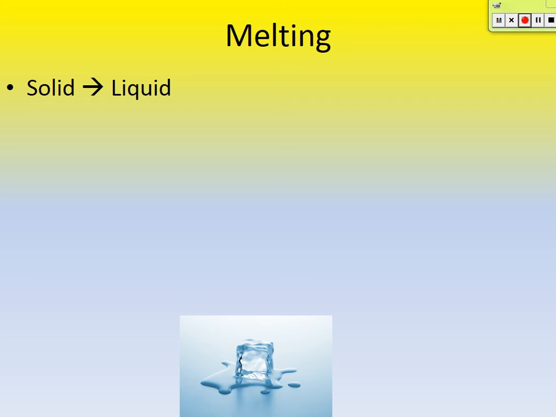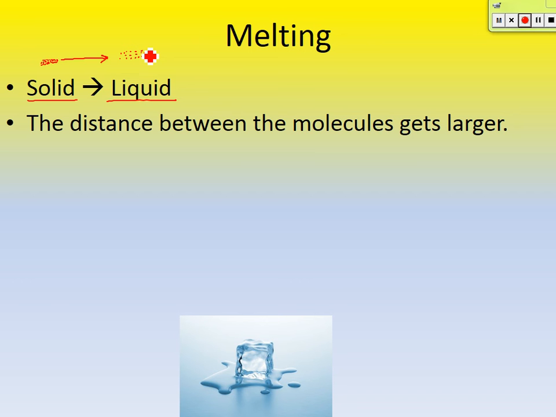So melting, let's talk about that first. Melting, you're supposed to write this down, is going from a solid to a liquid. So we've got a solid material here. The particles are very close together. And we're going to a liquid where the particles are a little farther apart. Okay? So let's answer these questions.